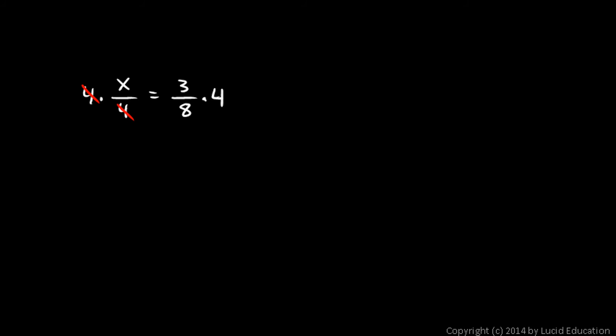The 4's cancel. That leaves me with an x all by itself on the left, which is what I want. I want to know what x equals. And on the right, I have 3/8 times 4, and you can think of that 4 as really being a 4 over 1. So I have 3 times 4, which is 12 in the numerator, and an 8 in the denominator. 12 over 8, both of those numbers can be divided by 4 to reduce the fraction. So 12 divided by 4 is 3, and 8 divided by 4 is 2. So I get 3/2, or 1 1/2, and that's my answer.